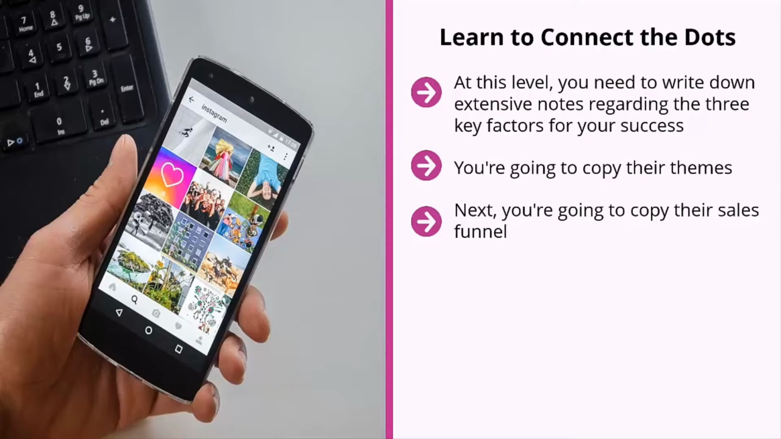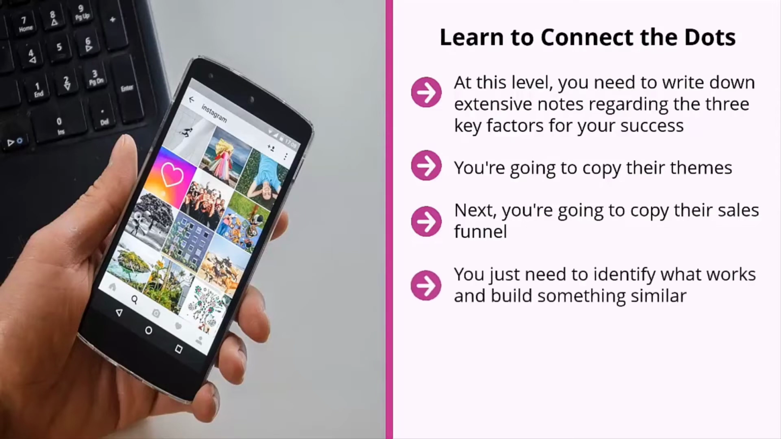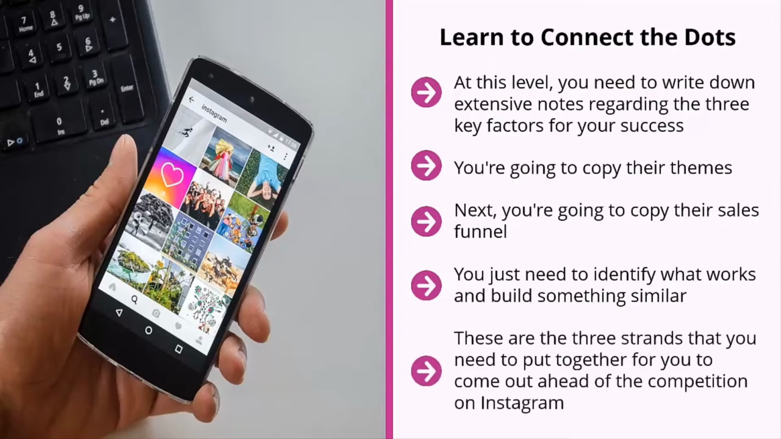There's no need for you to be a hero. There's no need for you to come up with something completely new. You just need to identify what works and build something similar. You need to build something that will improve on what your competitors have done. Next, you're going to pay attention to their content because you're going to come up with something better so you get a competitive advantage. These are the 3 strands that you need to put together for you to come out ahead of the competition on Instagram.